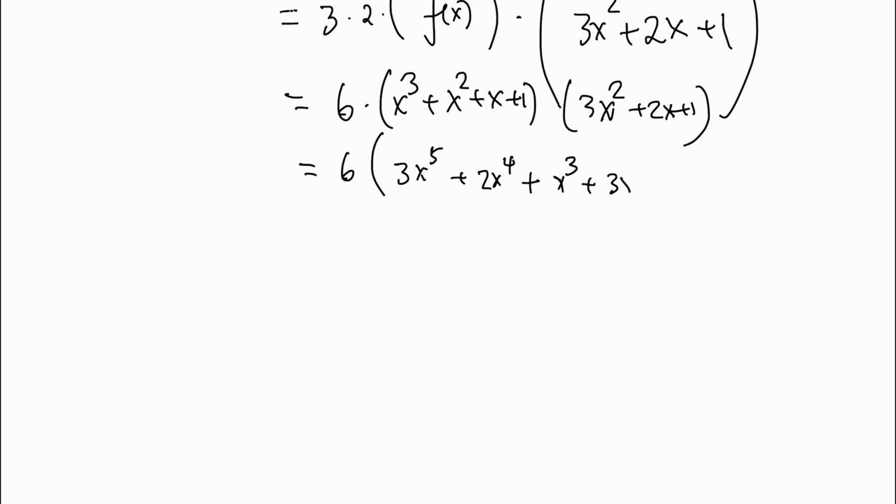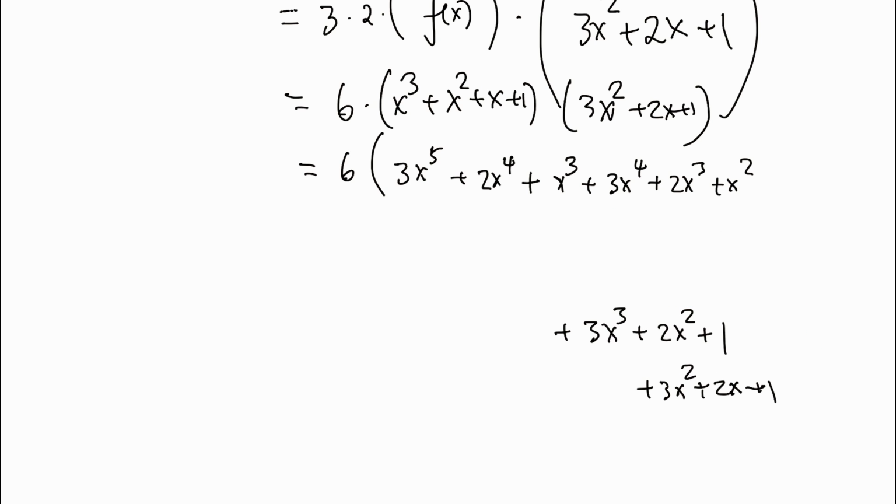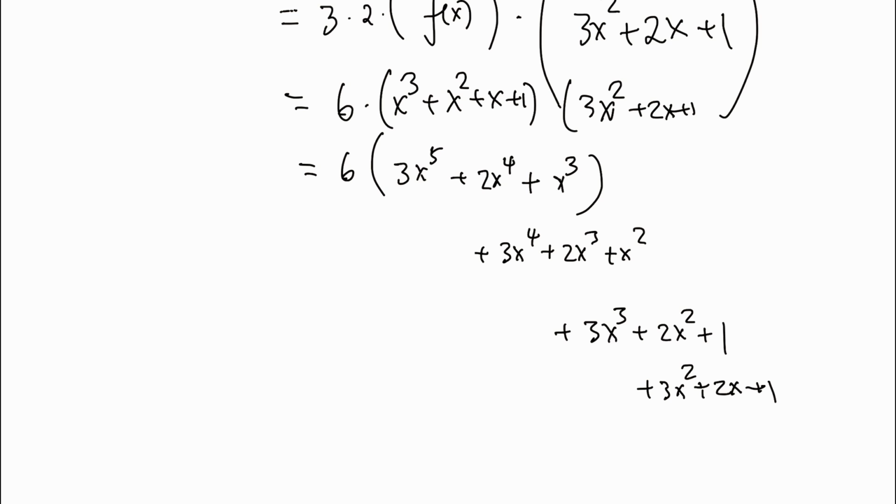this, so that's 3x fourth plus 2x cubed plus x squared plus 3x cubed plus 2x squared plus 1 plus 3x squared plus 2x plus 1. Let's actually write this in a more organized way. So we need to move this portion down to over here. That's more organized, and we need to erase that parentheses down to here.